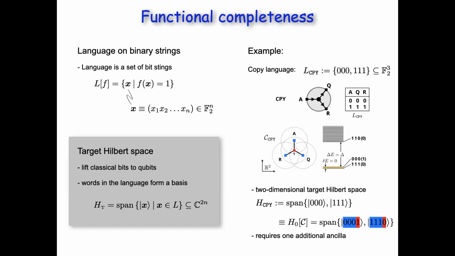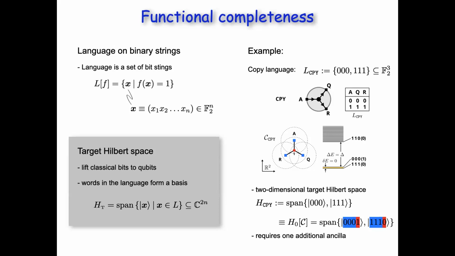I take these classical bits, and now I define out of it a quantum state. And my target Hilbert space is the span of these allowed states, which satisfy the constraint that f(x) satisfies s(x) equal to 1. Let me make a very simple example.